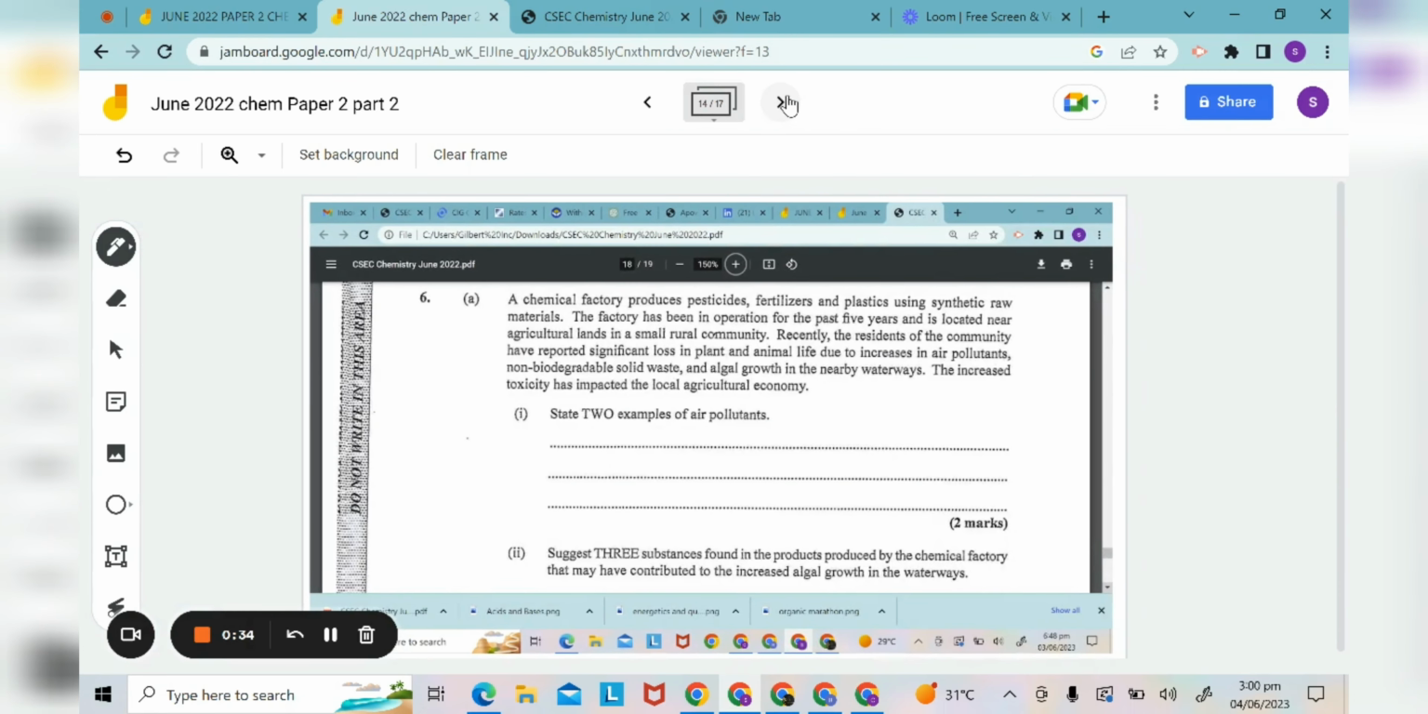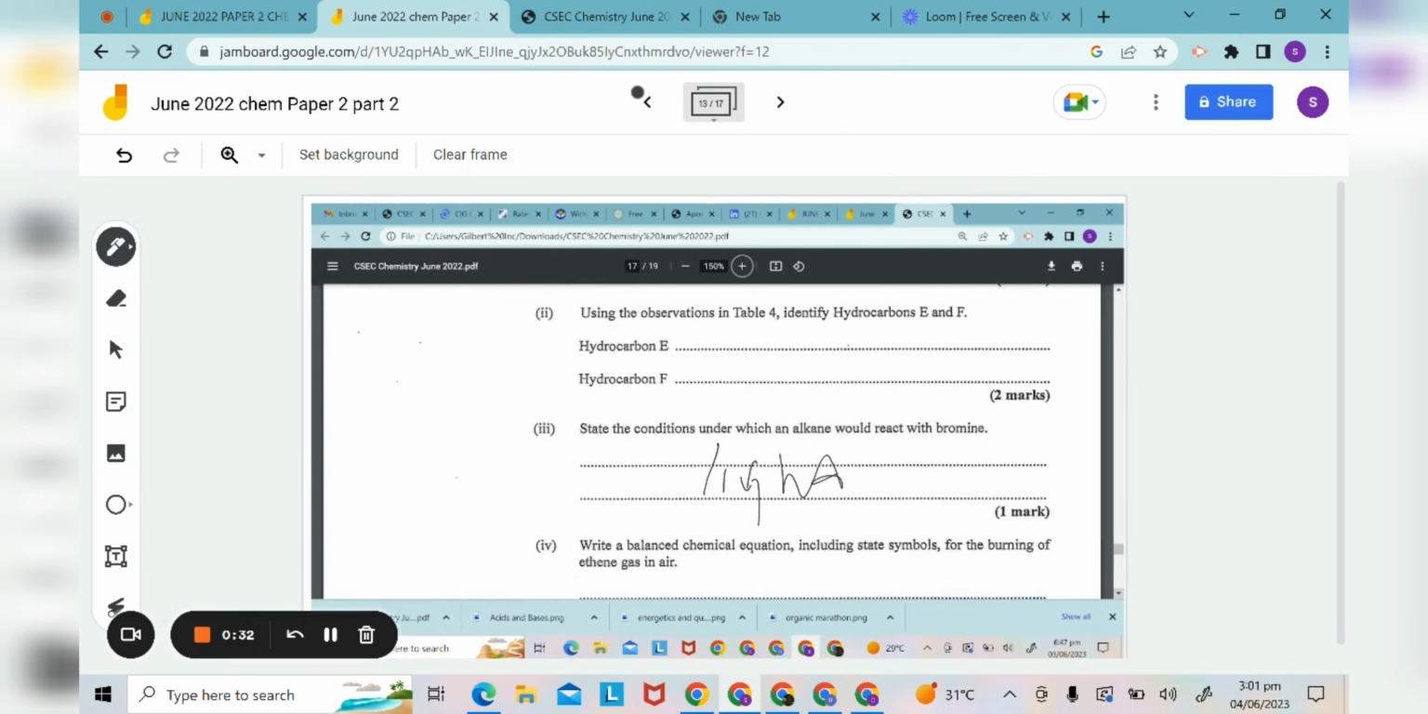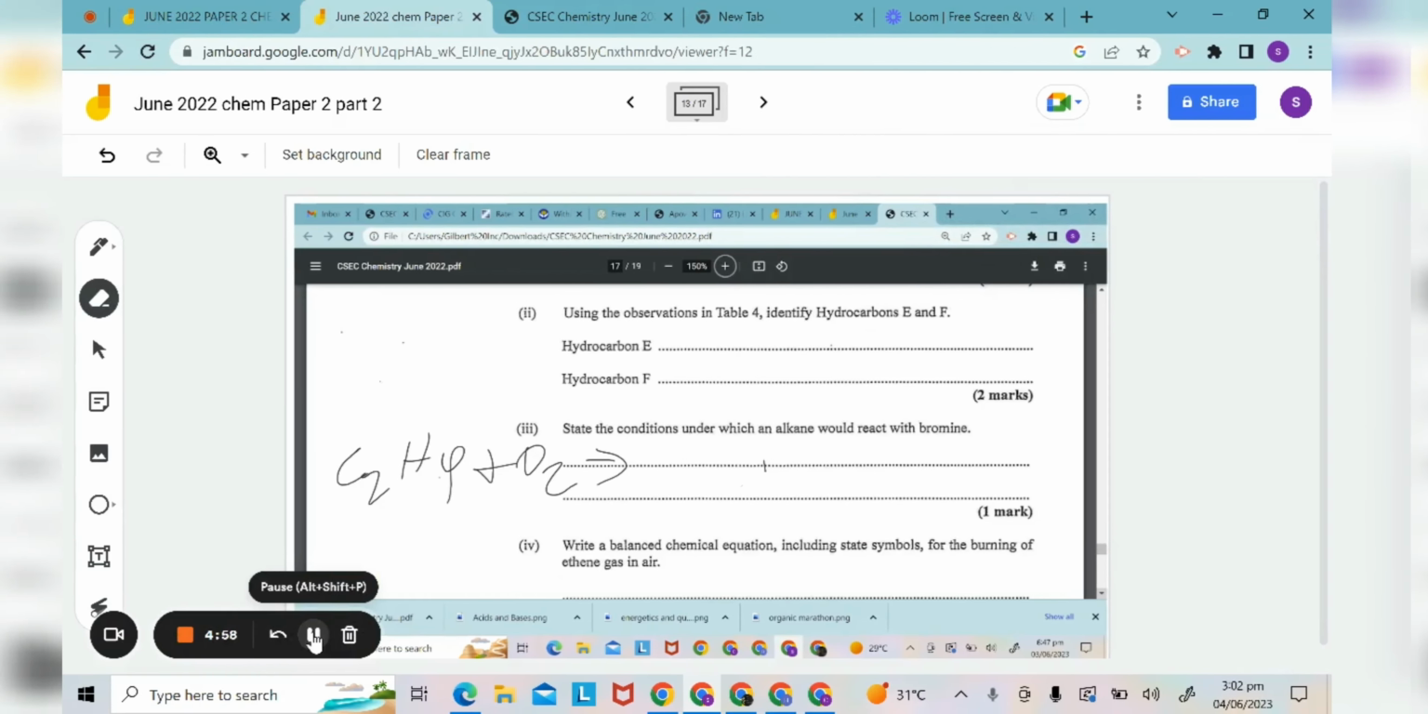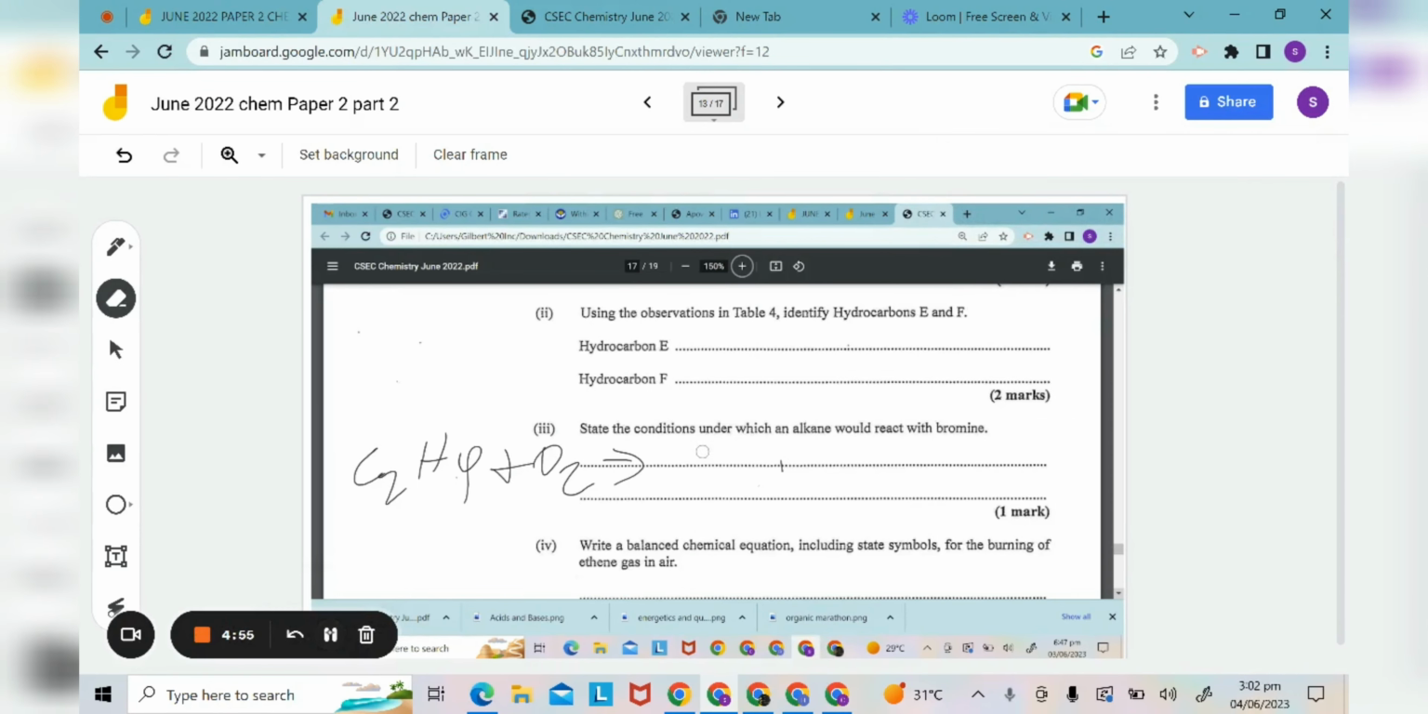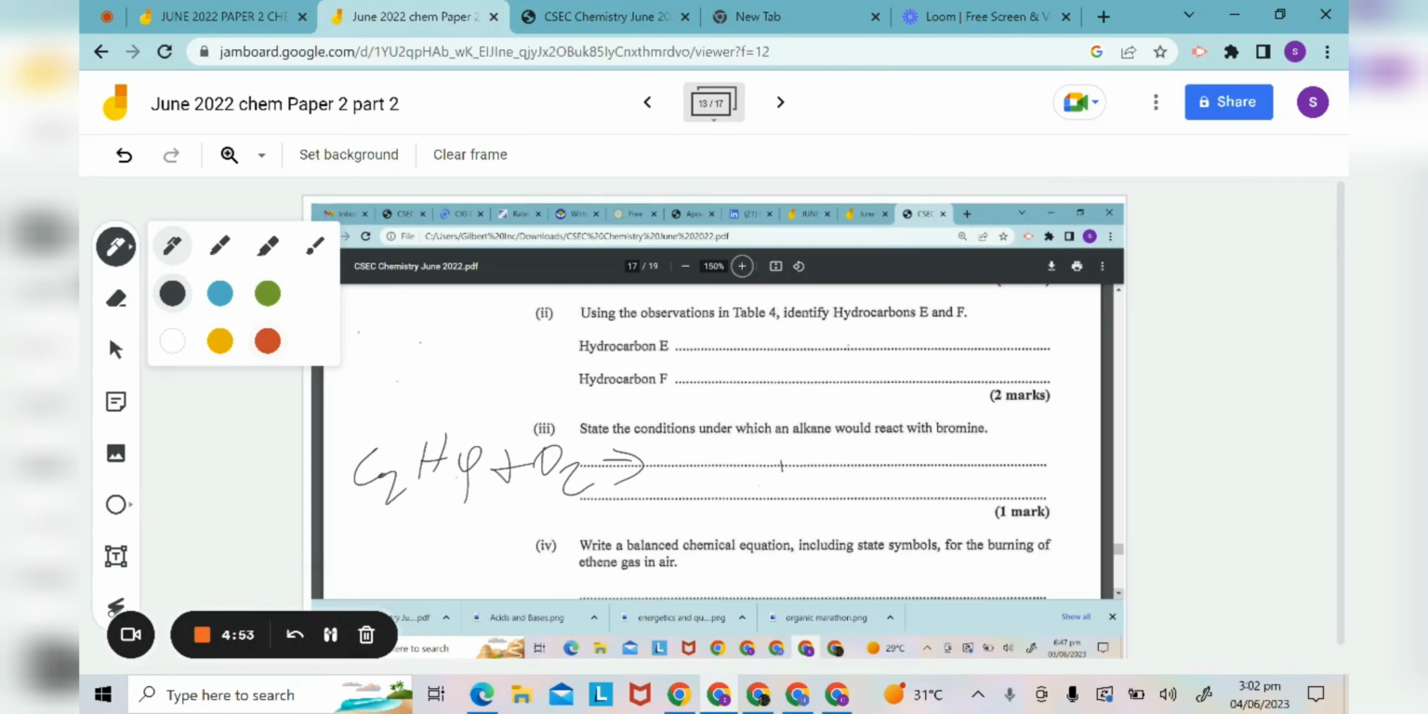Let me see if I have this question on the other page. No, I don't. It says write a balanced chemical equation including state symbols for the burning of ethene gas in air. Okay, so we just want to write an equation for ethene gas. So that is, ethene is C2H4, and then that's plus oxygen, and I'm just going to erase this so I have some space here, right? Okay, so I just erased that. And of course, this is going to give us carbon dioxide and water. So CO2 plus H2O.